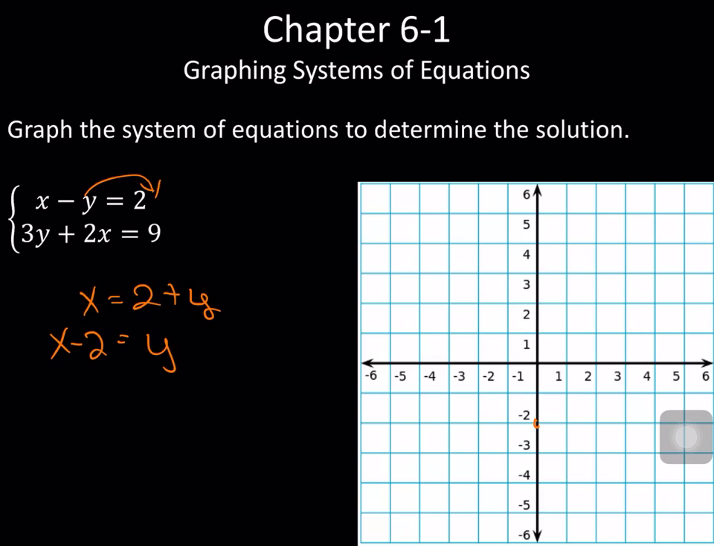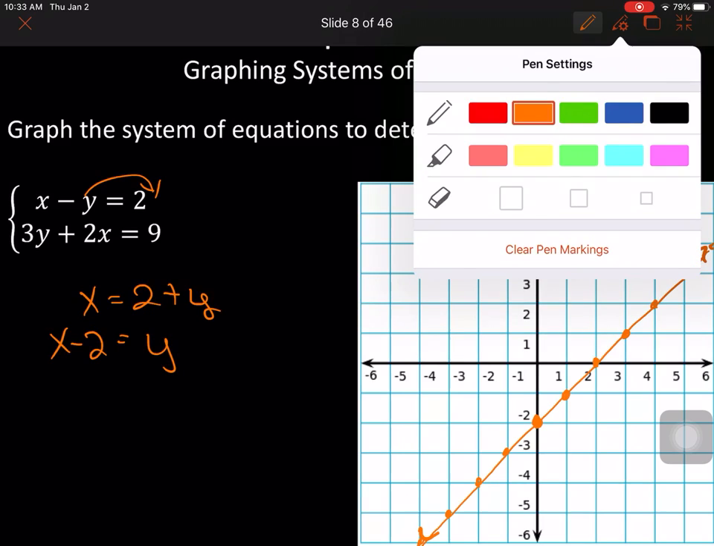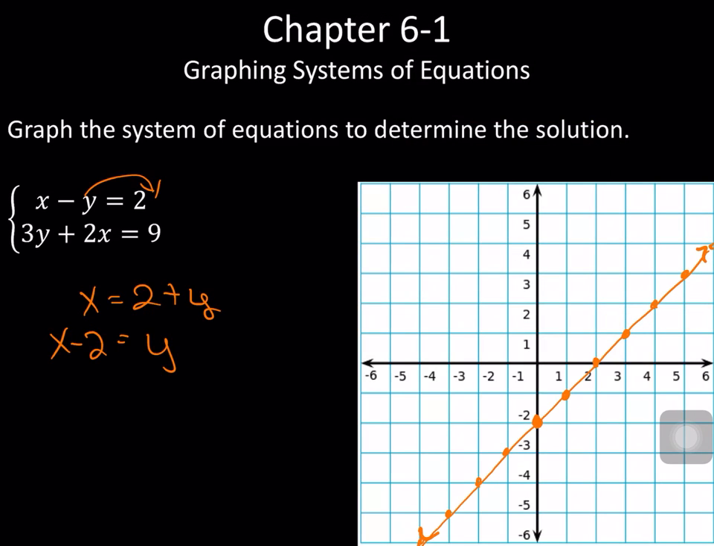Intercept is -2, slope is 1 over 1, and so we're going to graph as much of this line as we can. Okay, so there it is. We'll connect all these dots here. And so that's one of my lines. Okay, we're going to take the other one and we'll do the same thing.